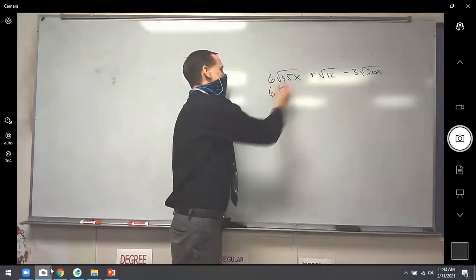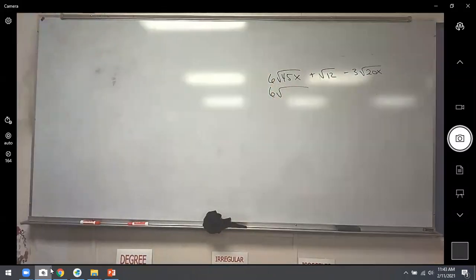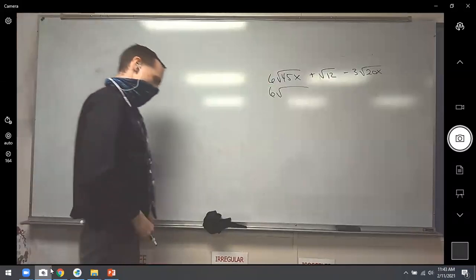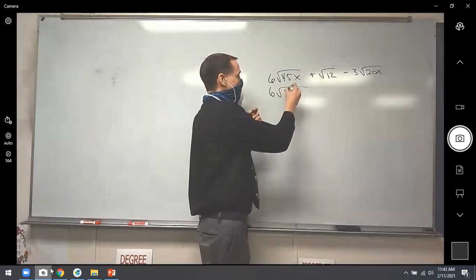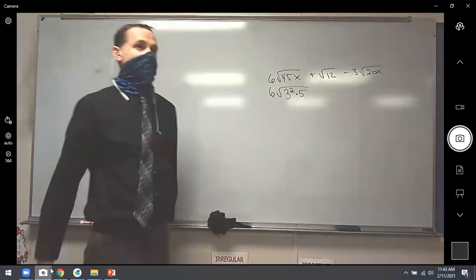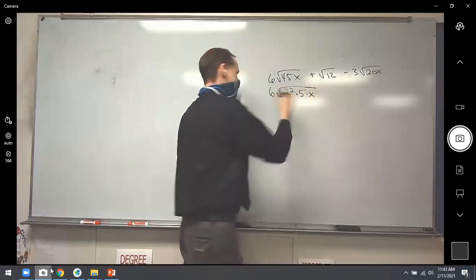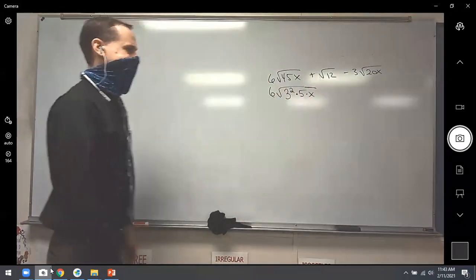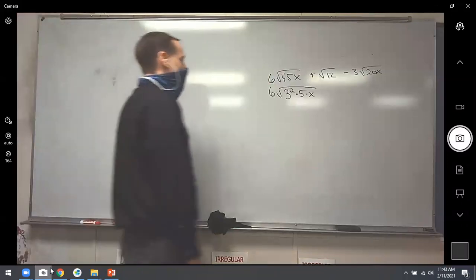Here we go. This root, let's try to simplify it. 45. Any squares that go into 45? Nine. Yeah. 9 is 3 squared, correct? And 9 times 5 is 45. And there's still an x under there, too. Can't do much with the x, right? All right. Shoot. Well, let's move on to the next one.